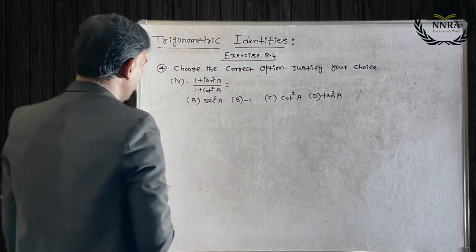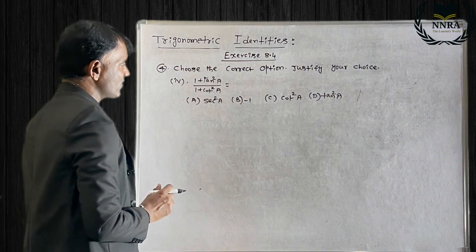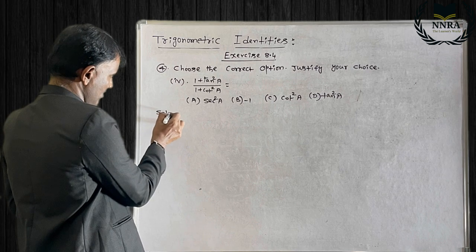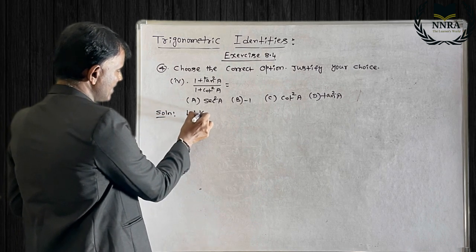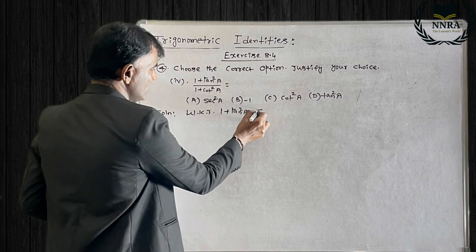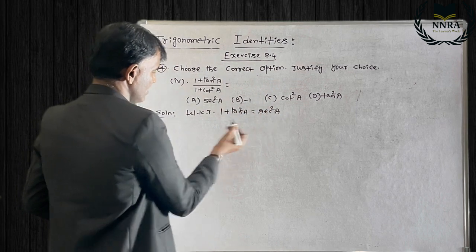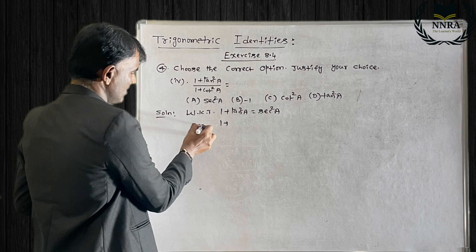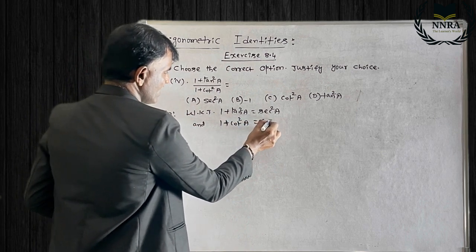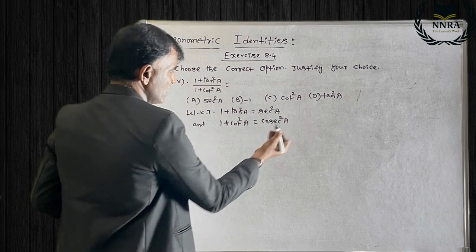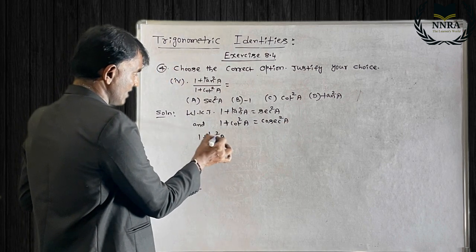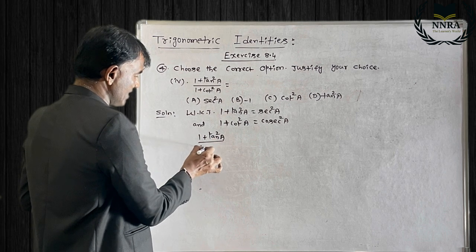Now question number 4. 1 plus tan square A divided by 1 plus cot square A. Both are standard formulas, right? What is the value of this trigonometric identity? 1 plus tan square A equal to secant square A. And second one, 1 plus cot square A equal to cosecant square A. Right? Now given value is 1 plus tan square A divided by 1 plus cot square A.